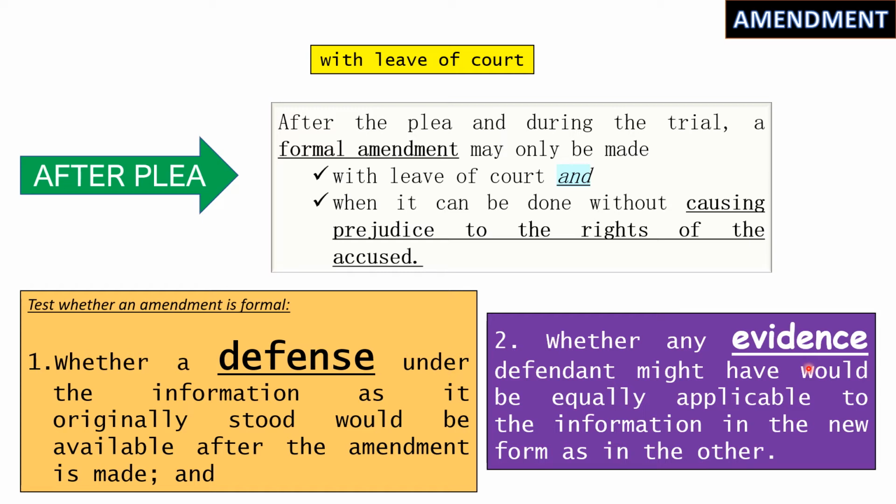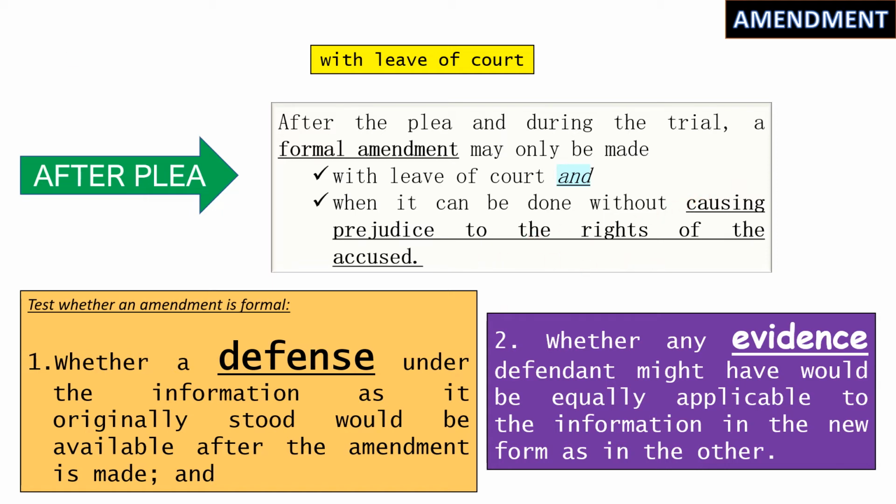So again, two: defense and evidence. Going back to our example, if the age of the offended party or the victim was changed from 18 years old to 8 years old, definitely the defense prepared by the accused as well as the evidence gathered by the accused can no longer be used because that is statutory rape. This is the reason why I am emphasizing this phrase, it will not cause prejudice to the rights of the accused.